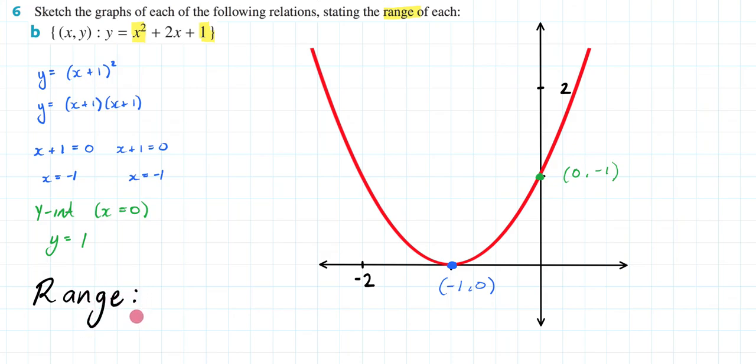My range is going to be all my y values. As you can see here, it's going to start at 0 and go up and up and up, and go on forever, because this goes on forever. So it's going to be starting at 0, going to infinity. Hopefully this has helped you answer question 6b from exercise 5b.